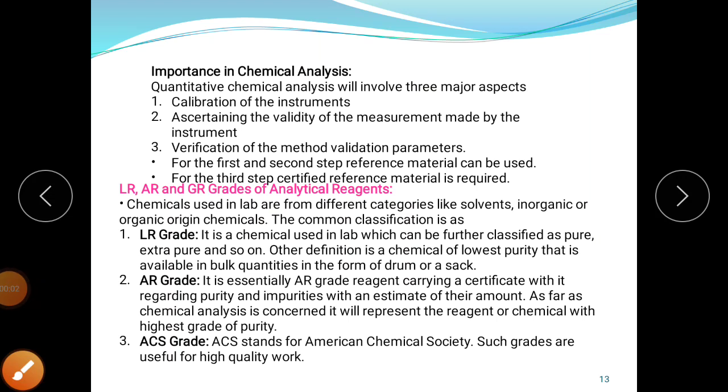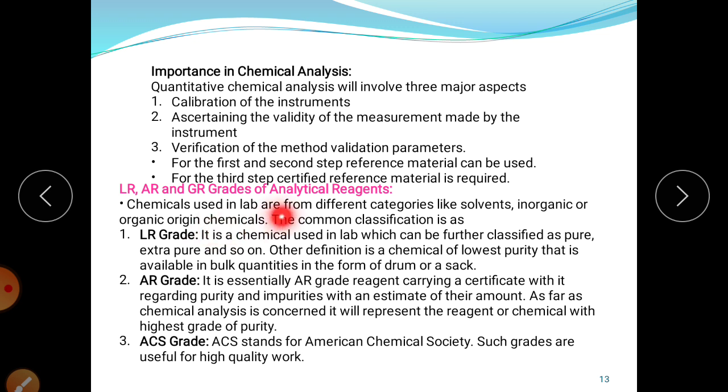Hello students, now we are at the last point of this first chapter, that is quality concept in Unit 1, and the last point is LR grade, AR grade and GR grades of analytical reagents. So most often we see these grades on the reagent bottles. What are their meaning? That we have to discuss here.